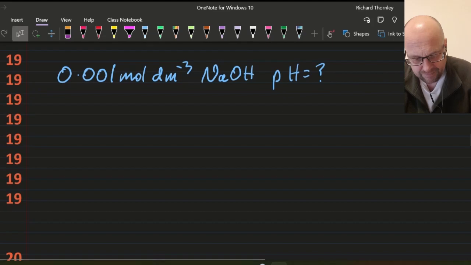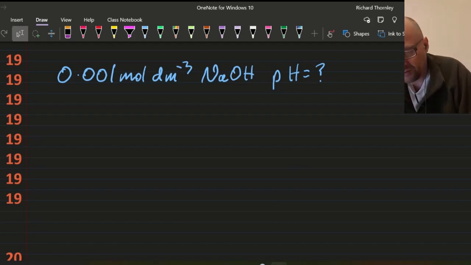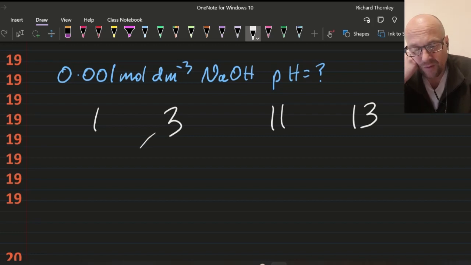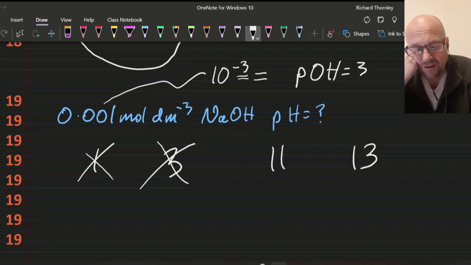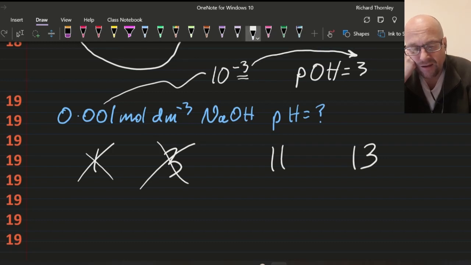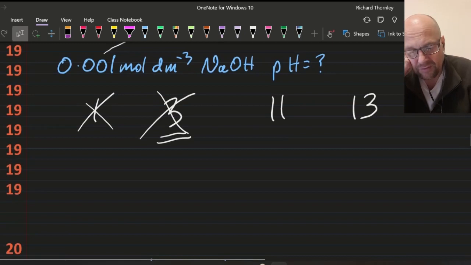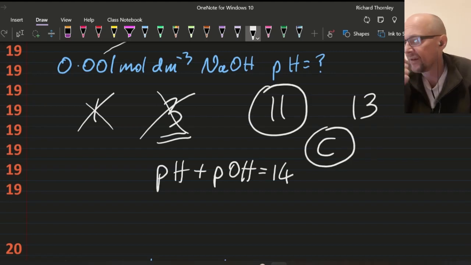19. What's the pH of that? So my choices are 1, 3, 11, 13. Sodium hydroxide's a base, so bases have a pH above 7, so it can't be that, it can't be that. Another way of writing this is 10 to the minus 3, and that -3 gives you the tip off there. It's something to do with 3. In fact, the pOH is going to be 3. That 3 goes to there. But I thought it wasn't 3. Yeah, the pH isn't 3. The pOH is 3. So what's the relationship between pH and pOH? They add up to 14. So that gives me C as my answer. 19C.